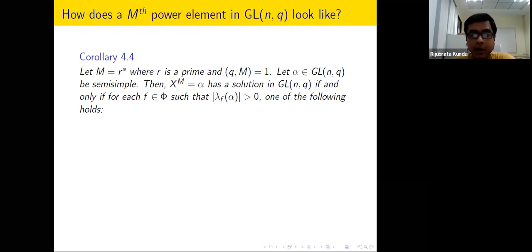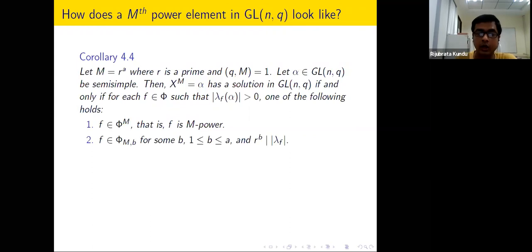Then alpha is an mth power in Gn q if and only if for each f belonging to phi, either f is an m-th power polynomial, or f belongs to phi m comma b for each b, and r to the power b divides mod lambda f. So it is just invoking the semisimple condition in the main theorem. That is how you get this corollary.